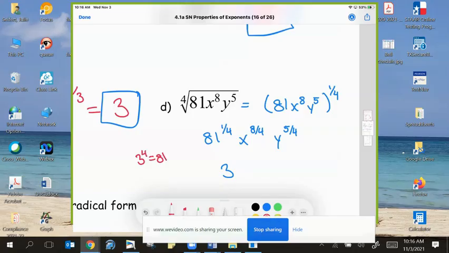So the fourth root of 81 is 3. x to the 8 over 4 is x squared. And y to the 5 over 4 completes that answer. So 3x squared, y to the power of 5 over 4.